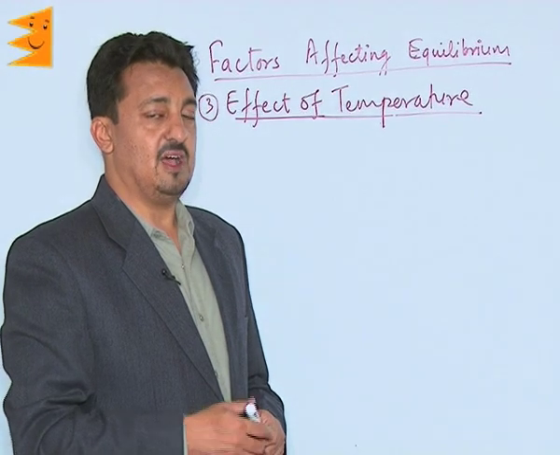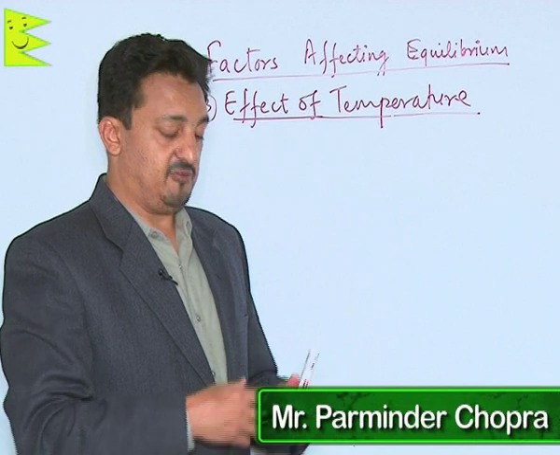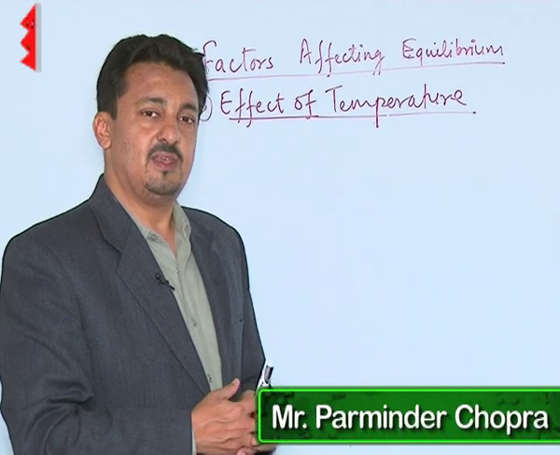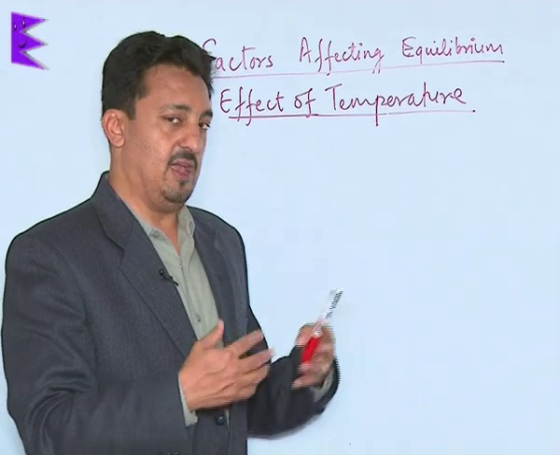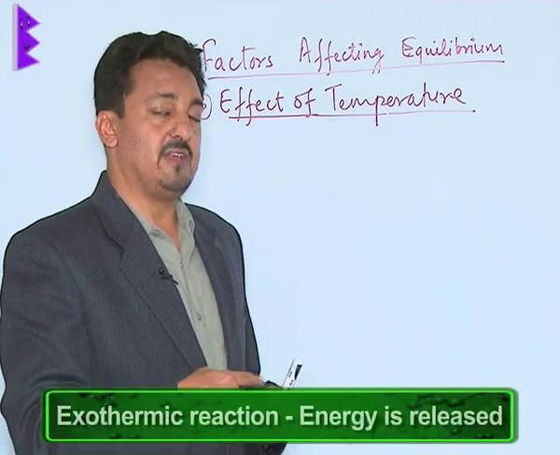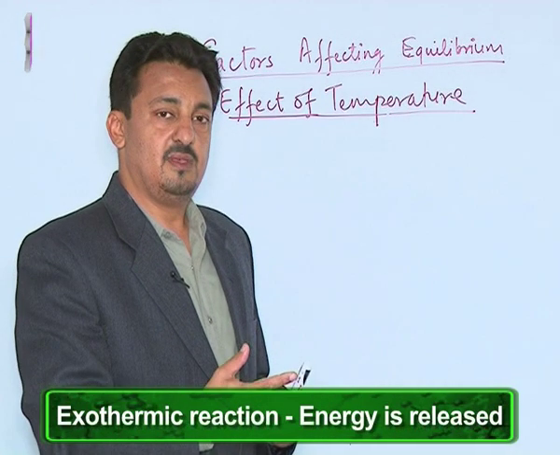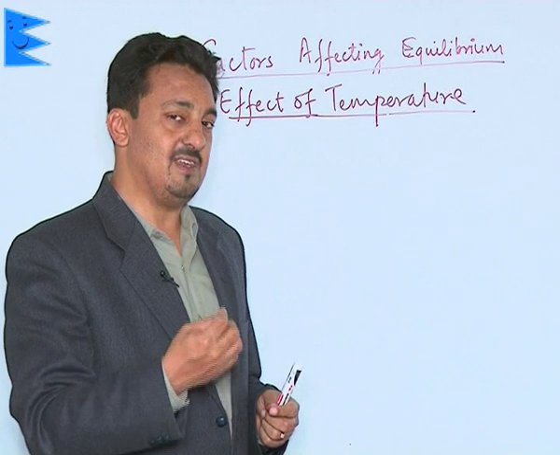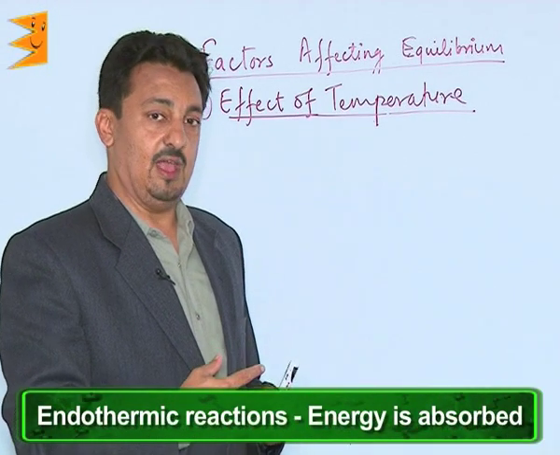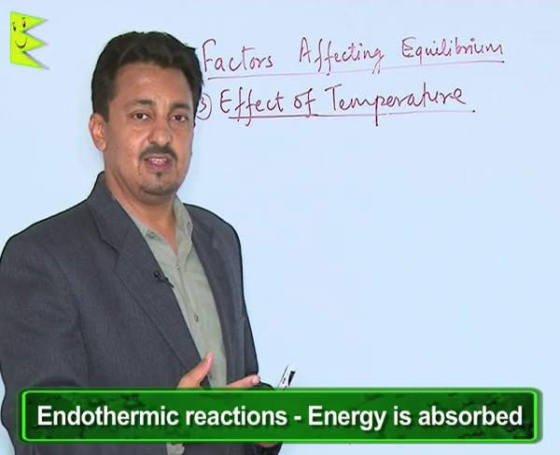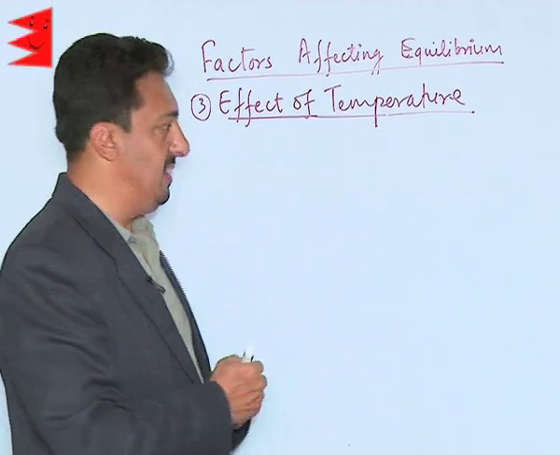Let us take the third factor, which is the temperature. In terms of temperature, we know that the reactions can be of two types, either exothermic or endothermic. Exothermic reactions are the reactions in which energy is released. The sign of the enthalpy is negative, whereas the reactions in which the energy is absorbed are called endothermic reactions, and the sign of the enthalpy is positive. Now let us take both these cases one by one.